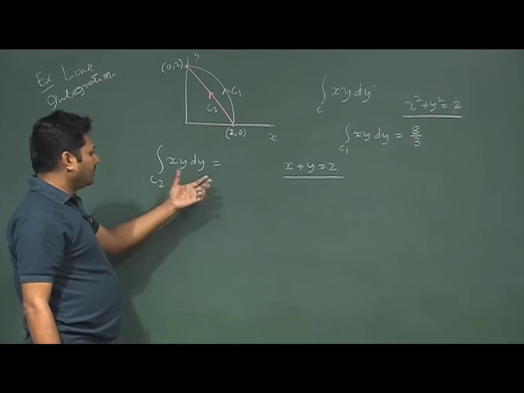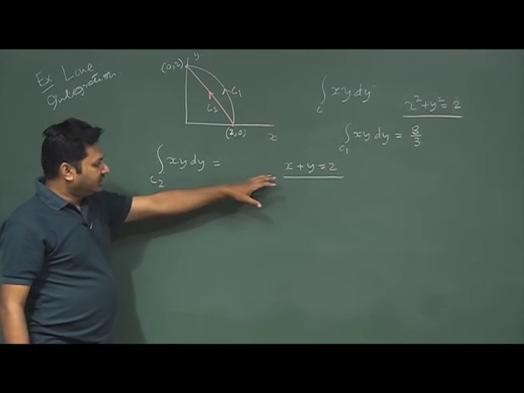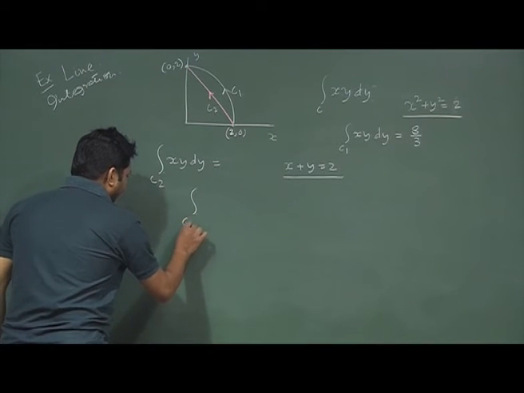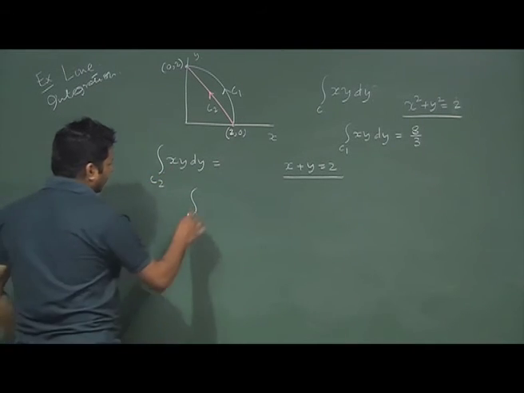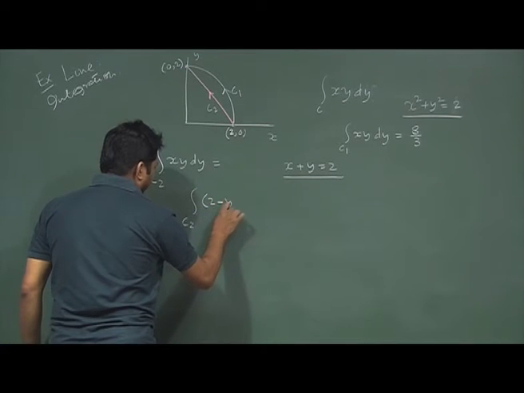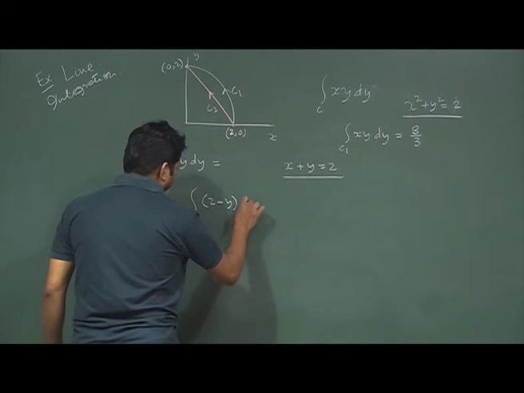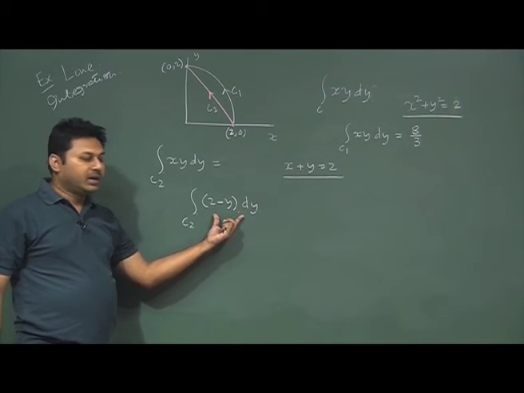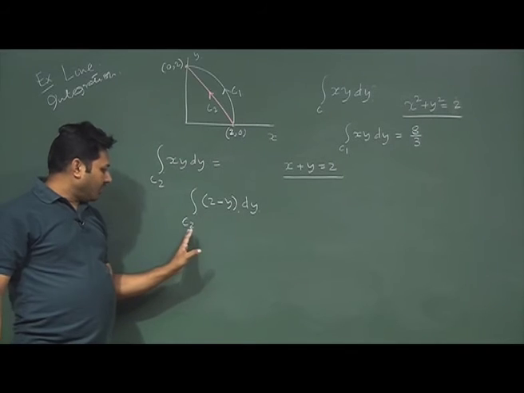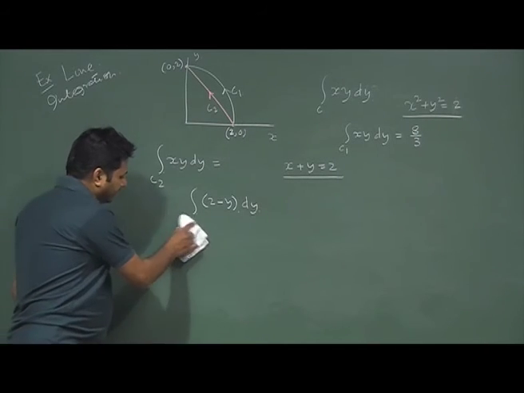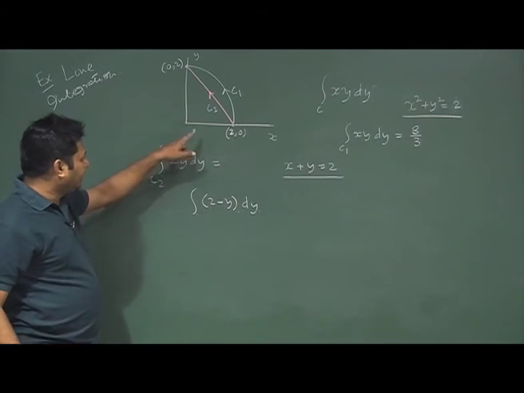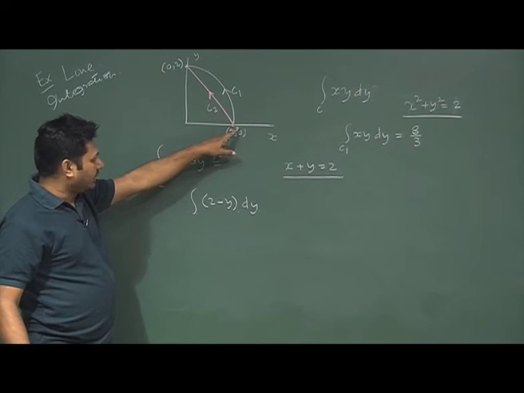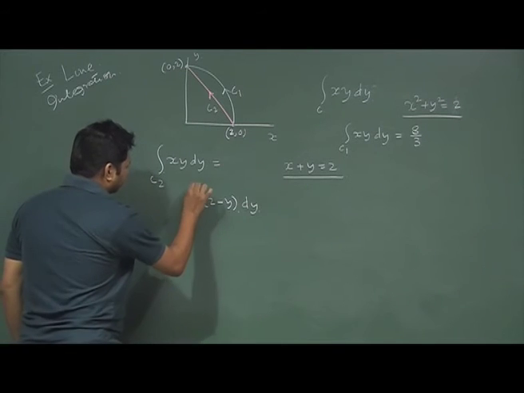So now things become simpler. I will just change these two here. I just replace x in terms of y. Also, since it is now a single variable and I know what the path is, I can put my limit here. So what is the limit of y? I am going from here to here. So the limit of y is 0 to 2.